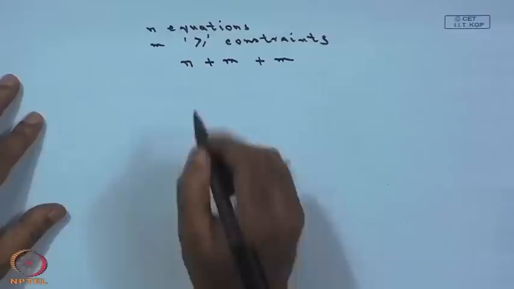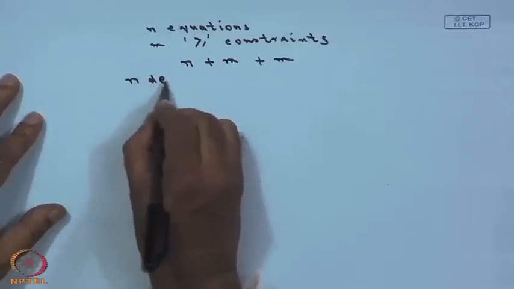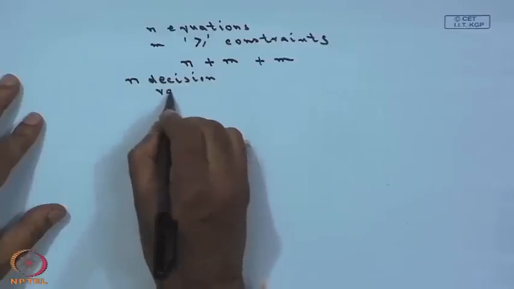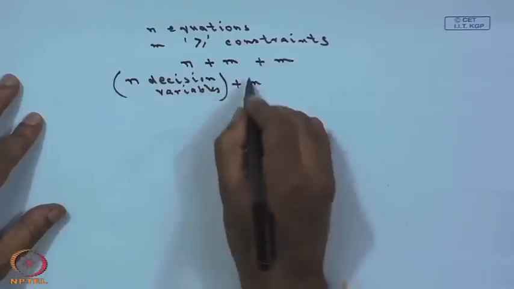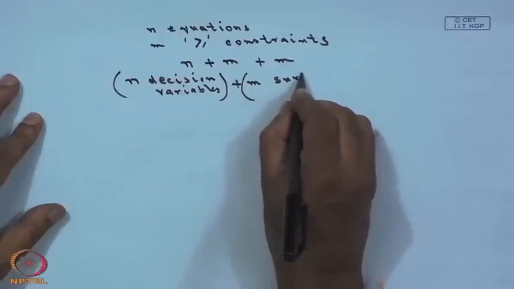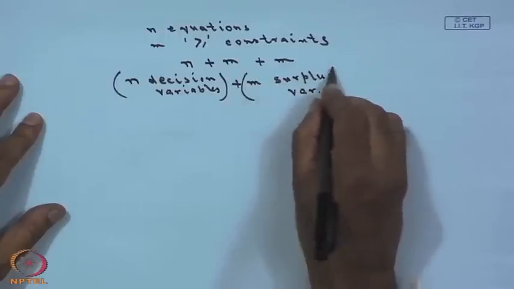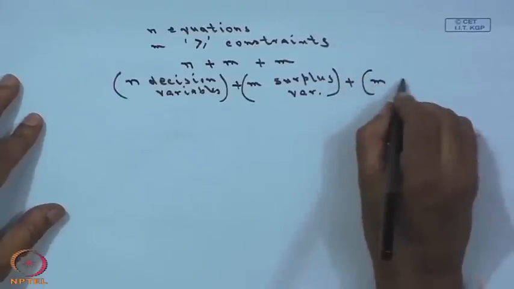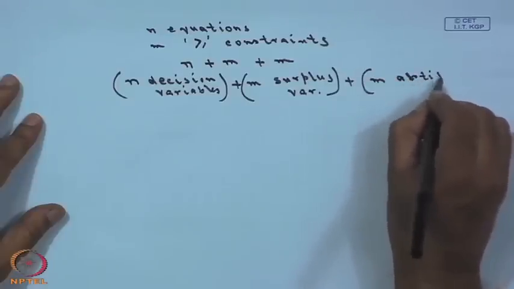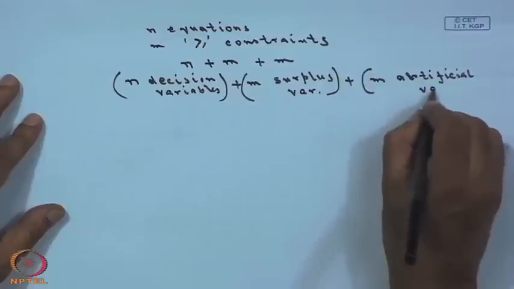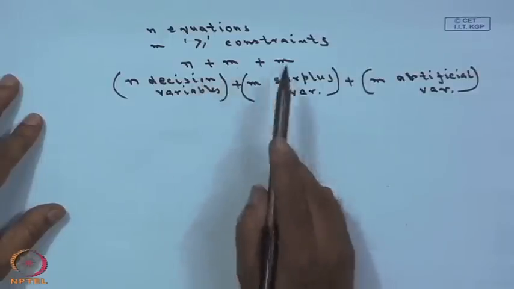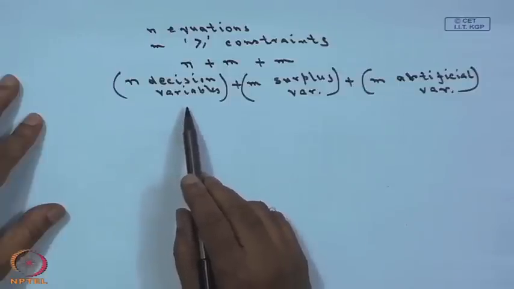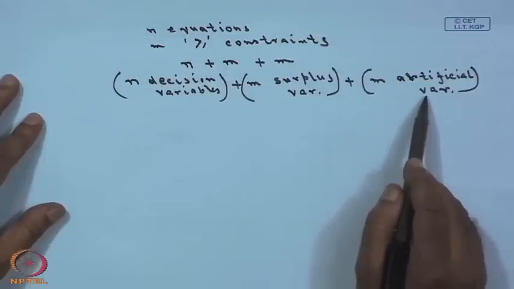How many variables will there be? There will be a total of n plus m variables. I can rewrite it as n decision variables, that is your initial decision variables, plus m surplus variables, plus m artificial variables. So for the equality constraints, there will be a total of n plus m variables. Out of that, n are the decision variables, m surplus variables and m artificial variables.